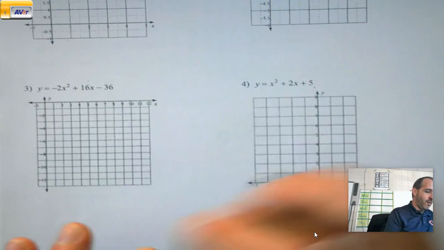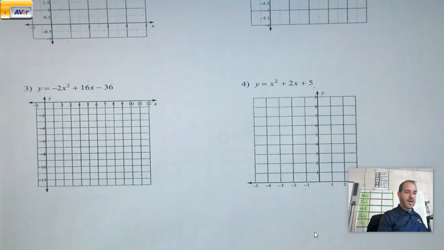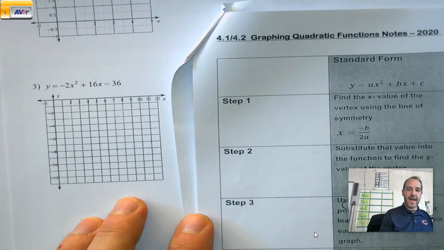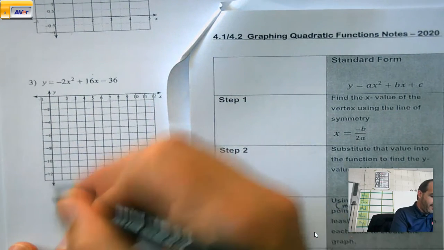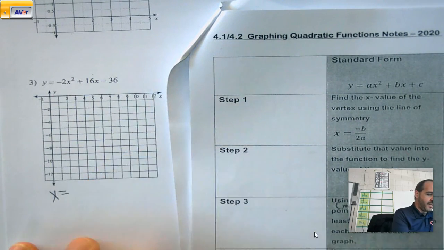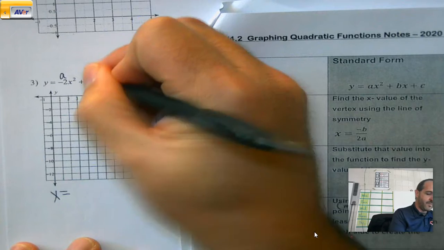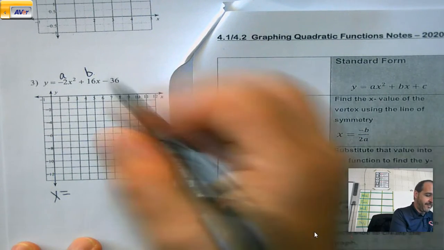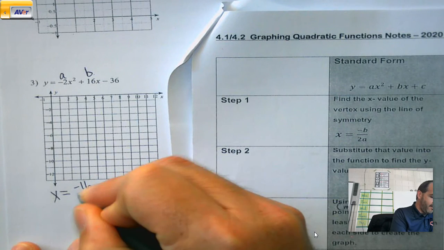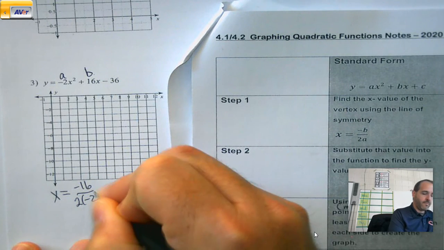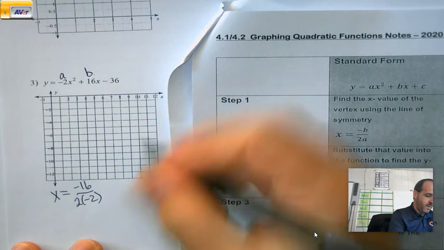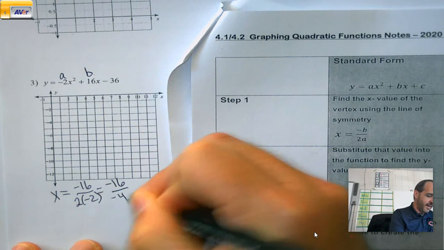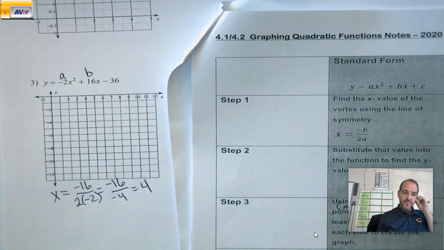So reminder, when we're doing number 3, I'm going to try and watch this cool move. This is what happens when you get to have 2 sets of packets here. Okay, first thing. Find the x value of the vertex. There's my A. There's my B. By doing the opposite of B, the opposite of 16 is negative 16 over 2 times A. Negative 16 over 2 times negative 2 is negative 4. The x value is 4.